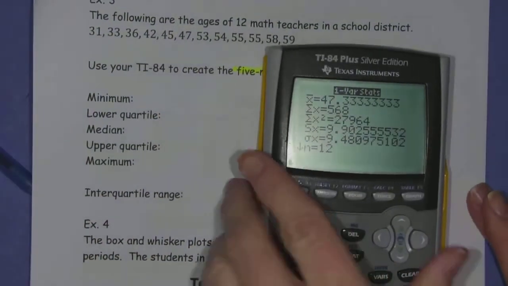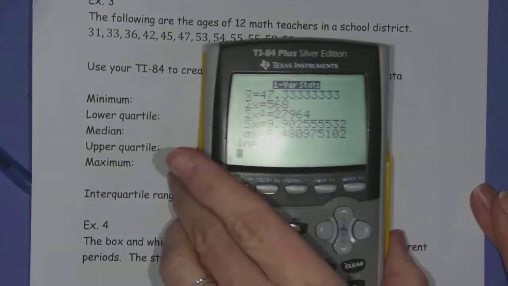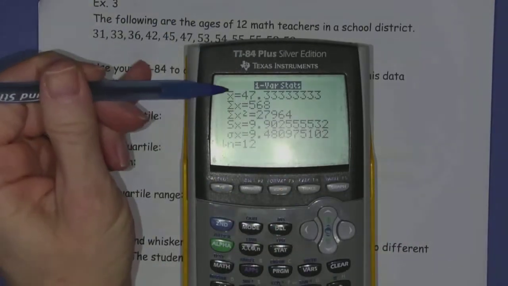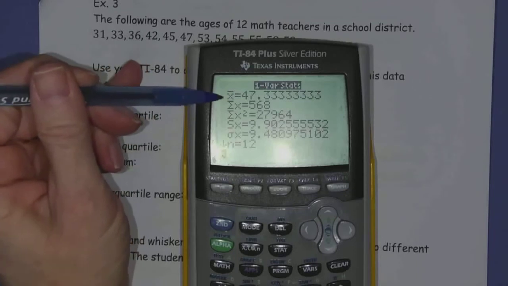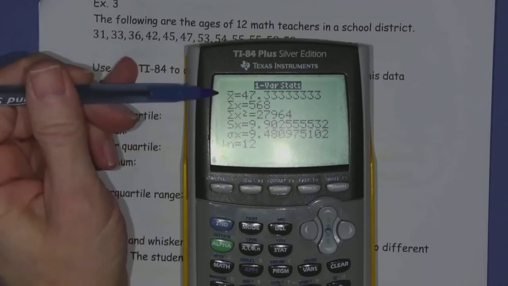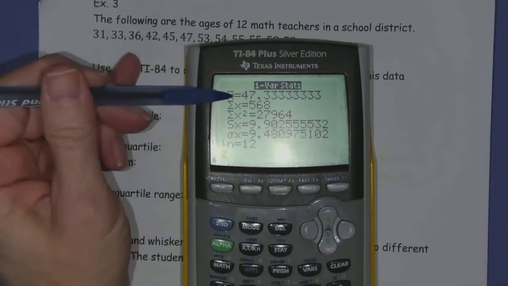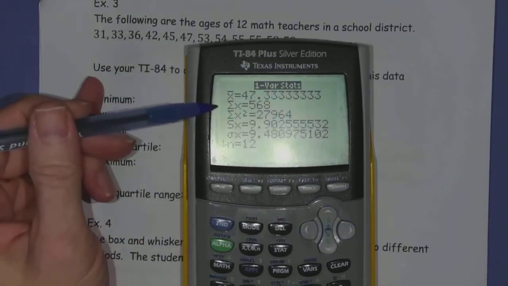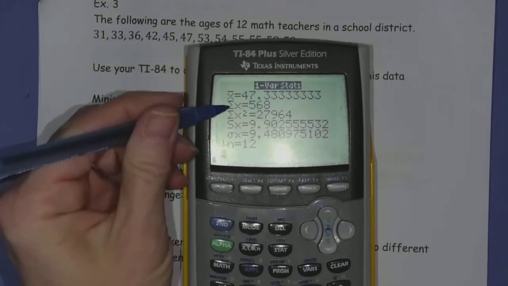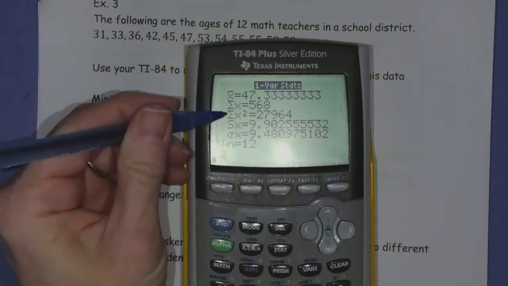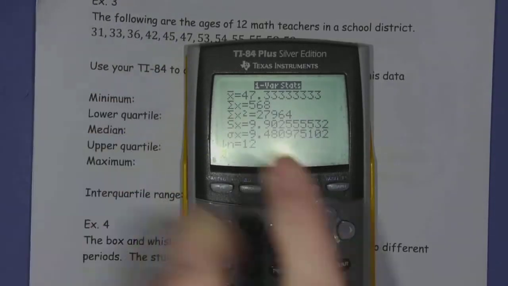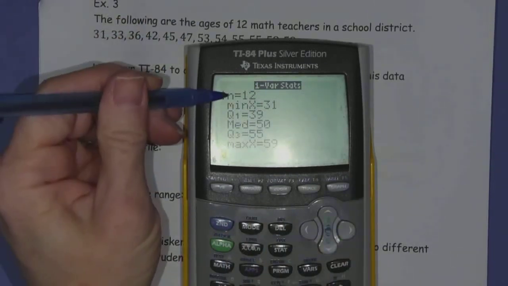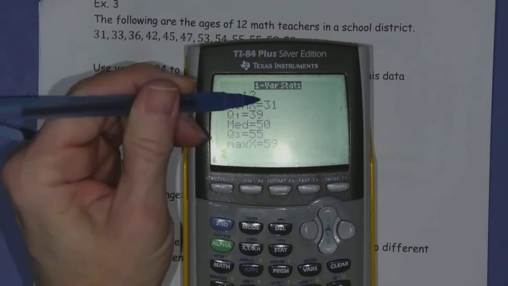Okay. Well, I will tell you, even though we don't need it for this problem, this little X with the horizontal segment over it, that's your mean. The calculator will actually do your mean for you. Now, we don't need that for this lesson, but that is your mean. This sigma with the X, we don't need any of this. I want you to keep arrowing down until this n equals 12 is at the top of your screen.